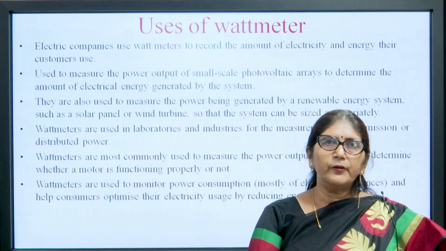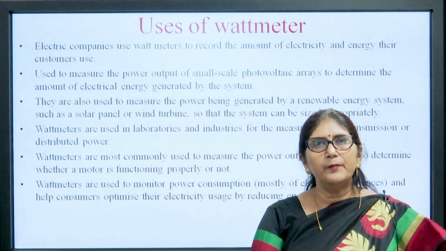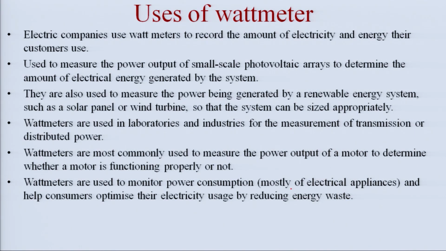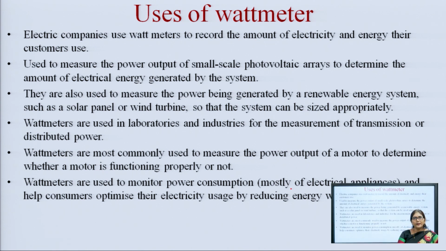Now, the uses of the wattmeter. A wattmeter is used to record the amount of electricity and energy used by the customer. Suppose we have purchased any instrument and we want to find out what power it will consume, so we can measure the wattage of that instrument. We can also measure small scale photovoltaic arrays to determine the amount of electrical energy generated by them. We can also measure the power output of a motor to determine whether the motor is functioning properly or not. A wattmeter is also used to monitor the power consumption and other things.